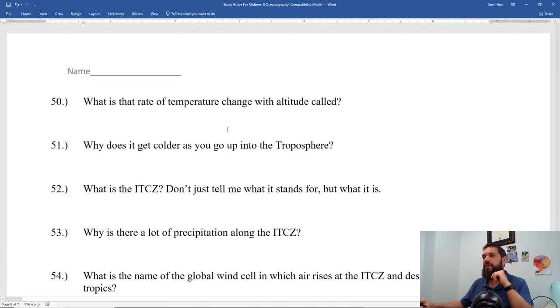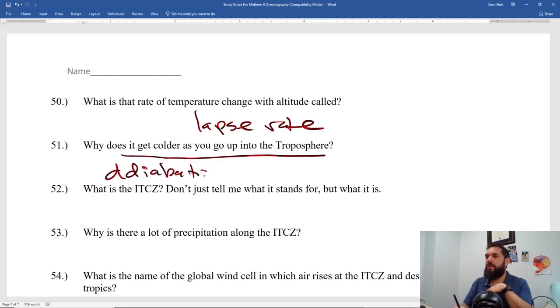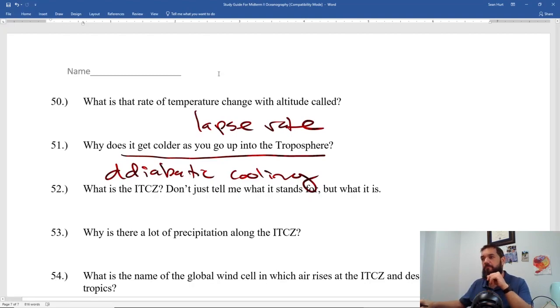There's a reason for all that. That rate of temperature change with altitude is called a lapse rate. It gets colder as you go up because of adiabatic cooling. You might remember the adiabatic lapse rate and all that stuff. When a gas moves up, it depressurizes, right? You get this adiabatic cooling process that cools everything off, okay?